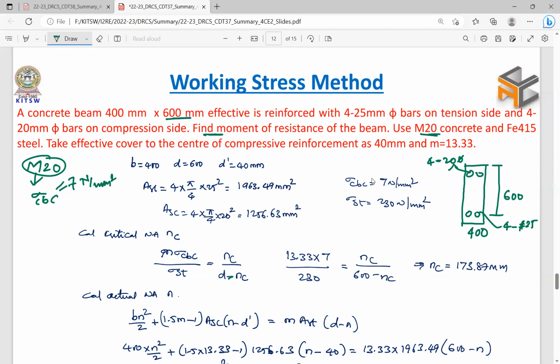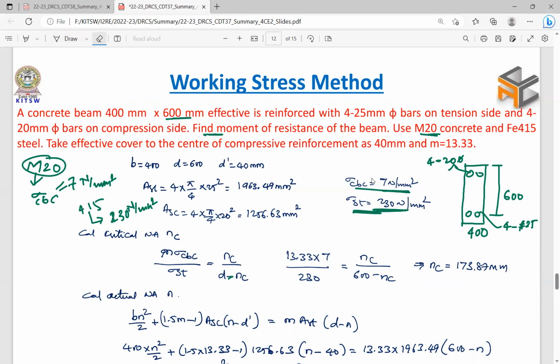And depending on the grade of steel, the sigma ST value is different. For Fe 250 grade, it is 140 Newton per mm square. For Fe 415 grade of steel, the sigma ST value is 230 Newton per mm square. So in this given problem, since it is Fe 415, we have to consider sigma ST as 230 and sigma CBC as 7 Newton per mm square. That we have to write first. First and foremost, you have to write those values.